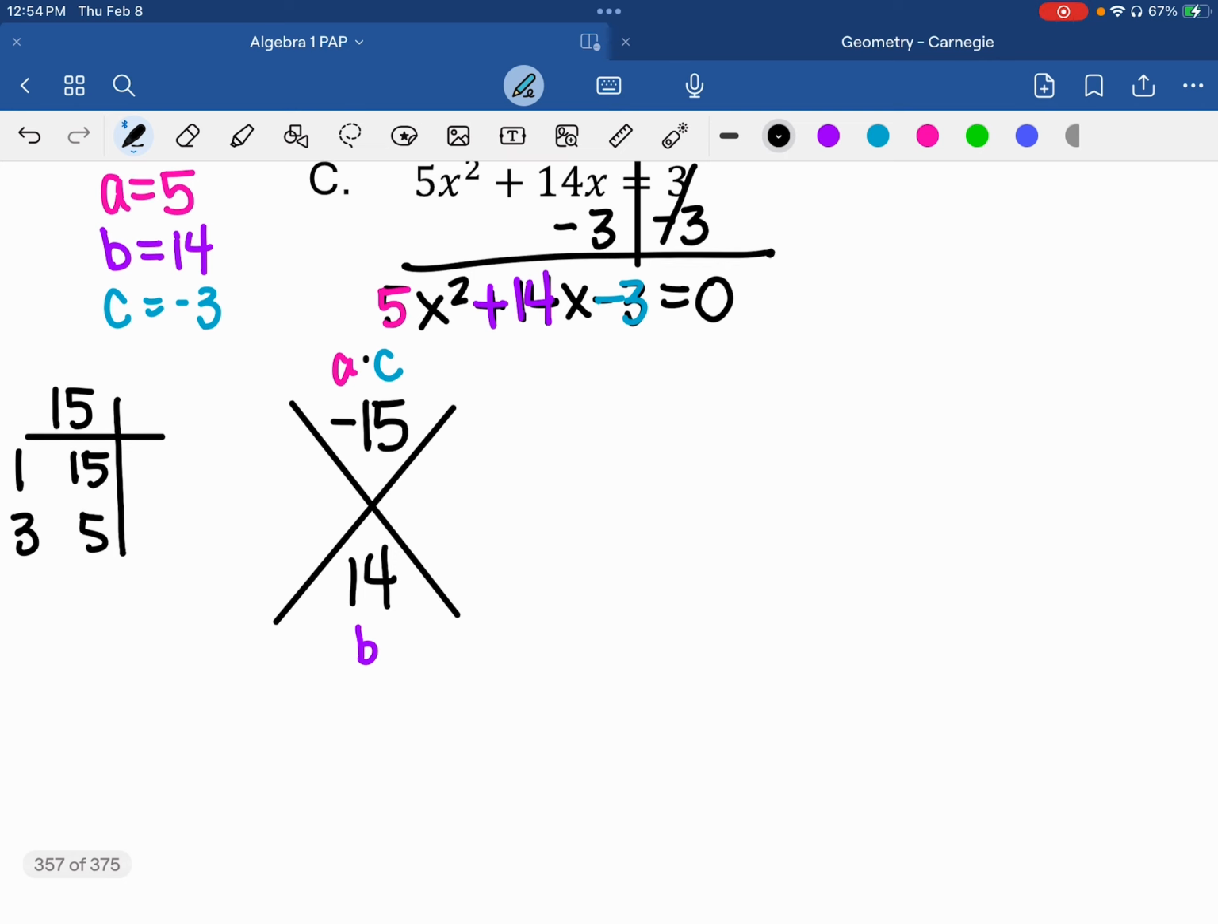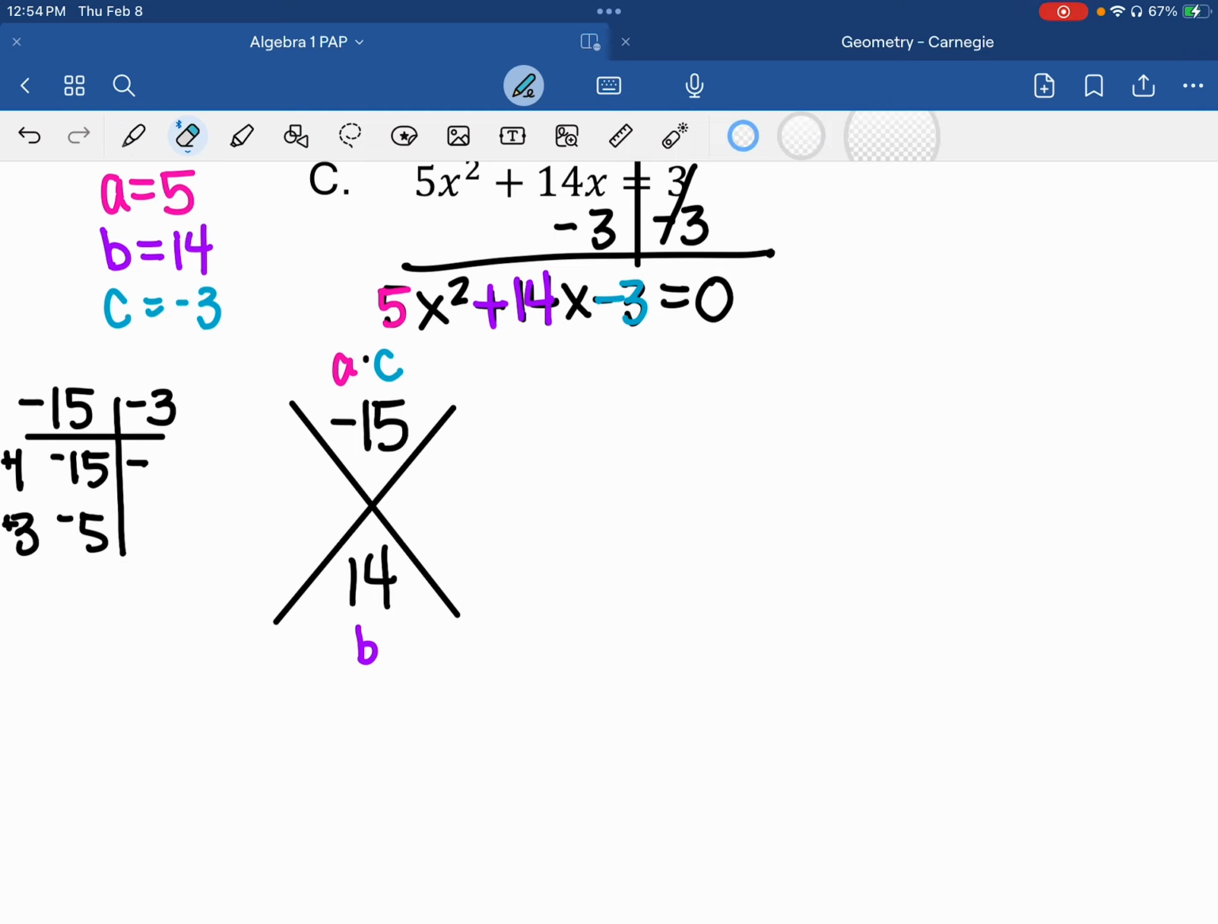Now, technically, it is a negative, so one of them must be negative. I'm going to put the C value, remember, over here. This is important because since it is negative, that means the 15 and the 5 are negative, and that these are the two that are positive. I think it's going to be the top one.